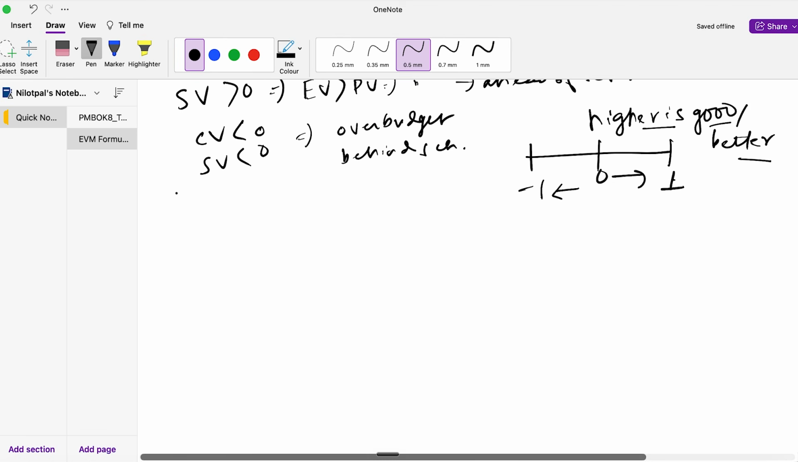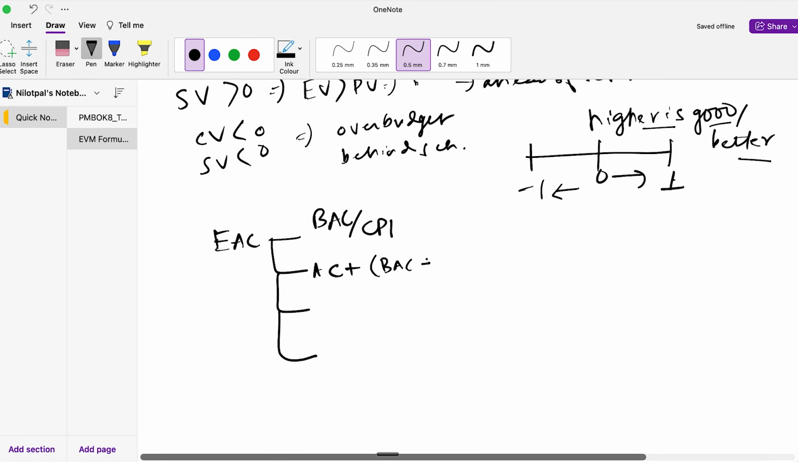Next, let's move on to the formula of EAC, which is estimate at completion. Okay, now for estimate at completion, you need to remember 4 variants of the formula. Okay, so the first variant is BAC, which is budget at completion divided by CPI. The second variant is your actual cost plus BAC minus your earned value.